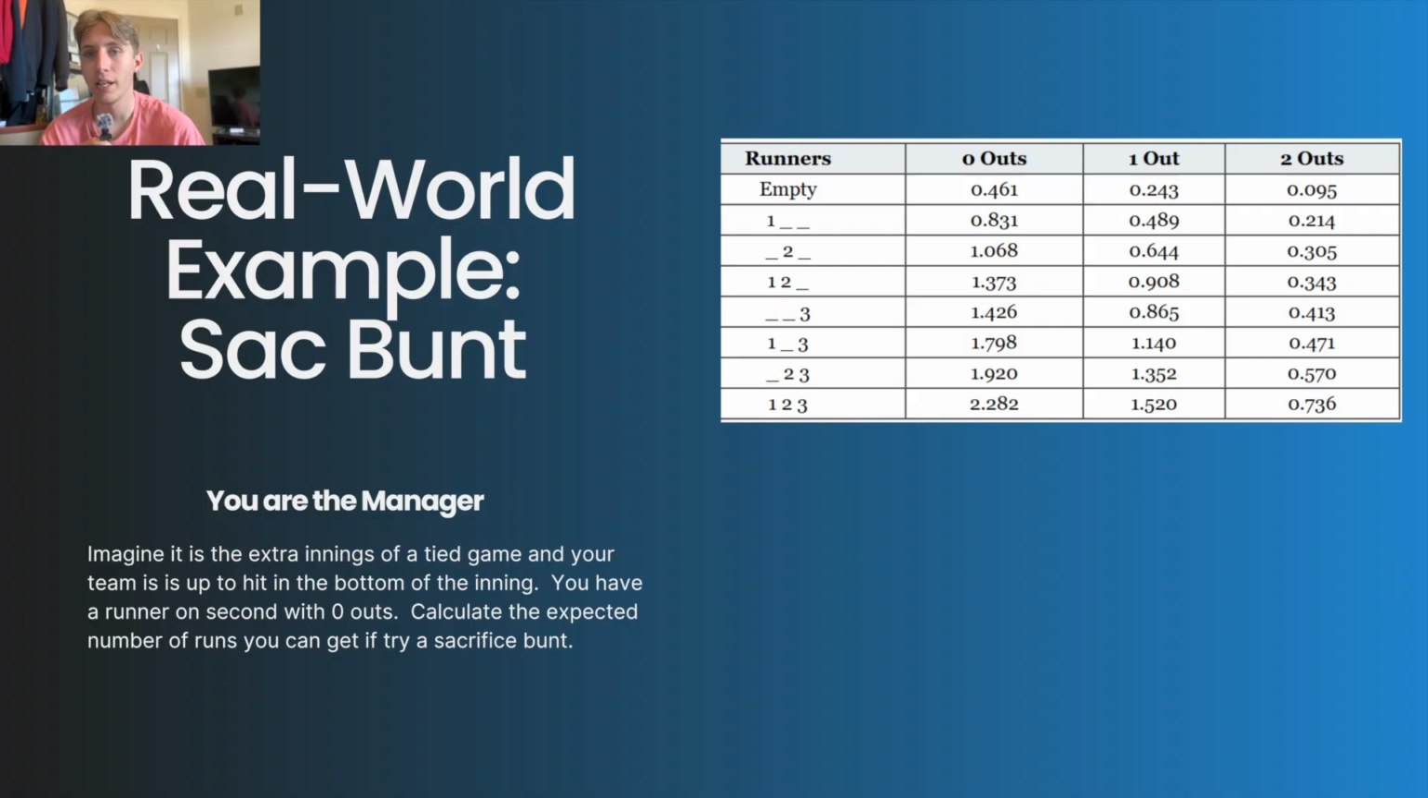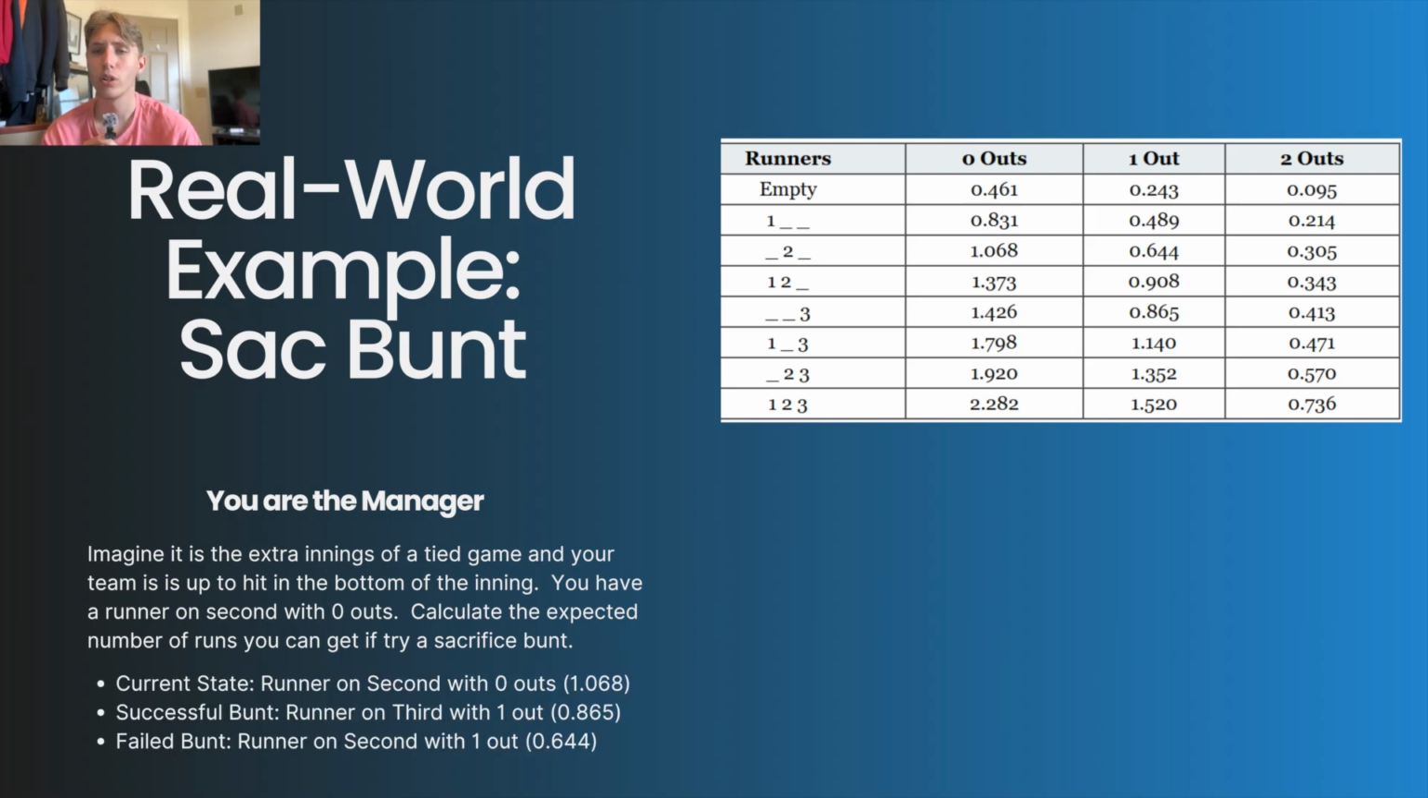Let's say the game is tied at 4-4 in the bottom of the 10th inning. Under the MLB's ghost runner rule, you start the inning with a runner on second and nobody out. That base out state has a run expectancy of 1.07. You're considering a bunt to move the runner to third.